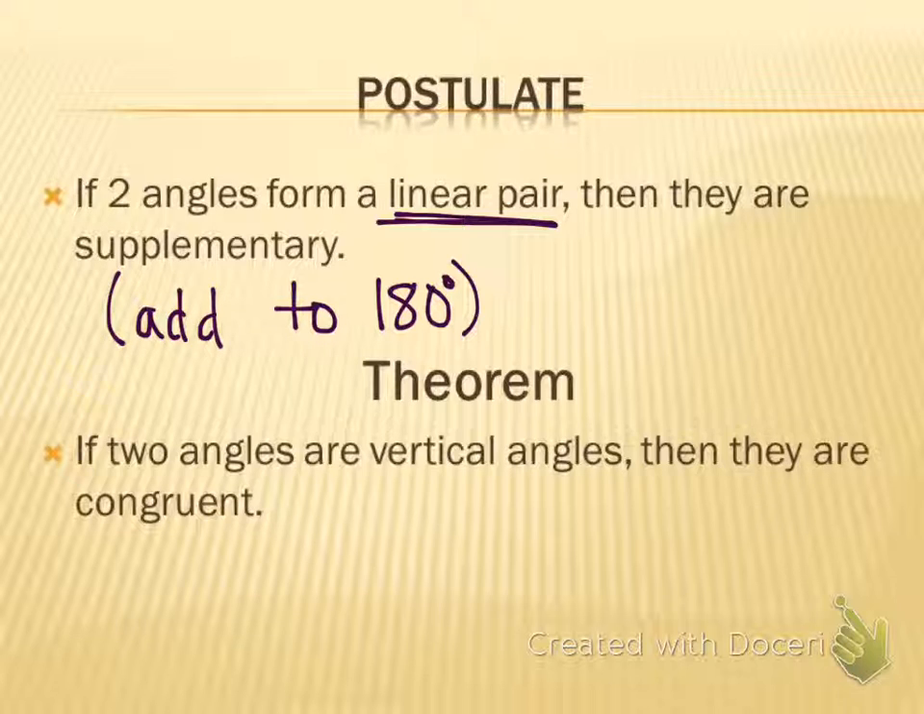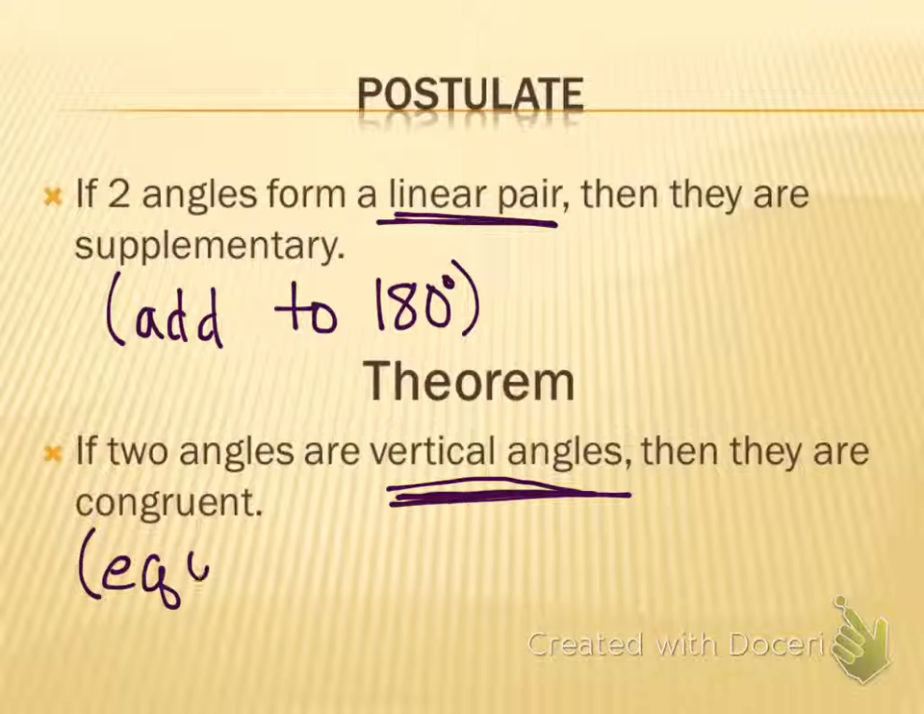Alright, next you have the theorem. The theorem is all about vertical angles, so you can go ahead and underline vertical angles when you write that. So if two angles are vertical angles, then they are congruent. What does it mean to be congruent? They're equal. Good. They are the same. Great.